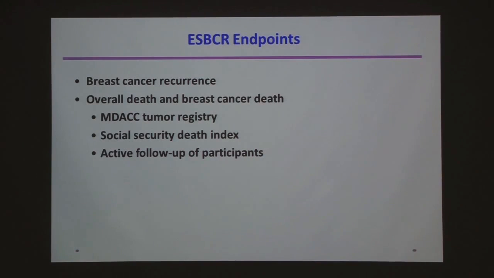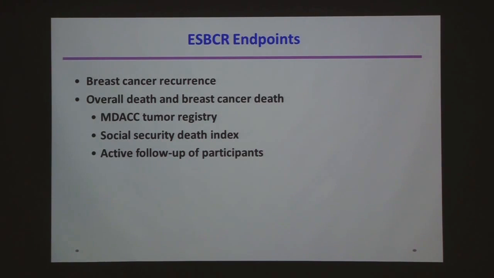So what were our endpoints? We were looking at breast cancer recurrence, and we were also looking at death, whether it was from any cause mortality or from breast cancer. So we had multiple sources where we were able to follow the patients over a long period of time, and the cancer center would follow patients each year to see if they come back to the cancer center, whether they were still alive at each year when they sent them a letter.